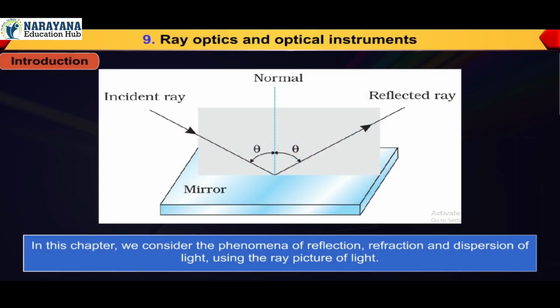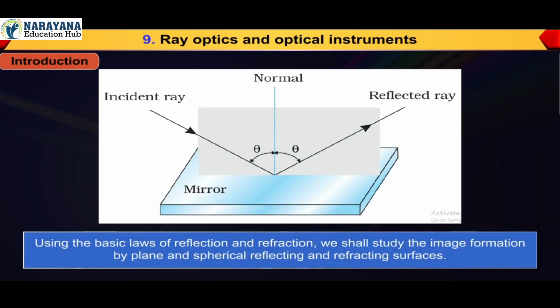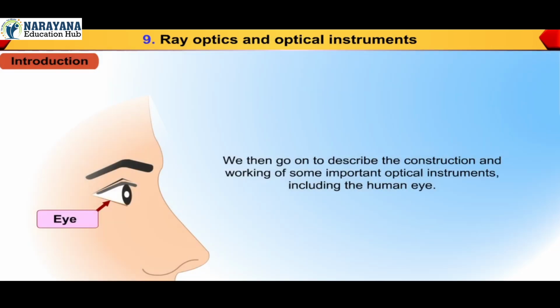In this chapter, we consider the phenomena of reflection, refraction, and dispersion of light. Using the ray picture of light, and the basic laws of reflection and refraction, we shall study the image formation by plane and spherical reflecting and refracting surfaces. We then go on to describe the construction and working of some important optical instruments, including the human eye.